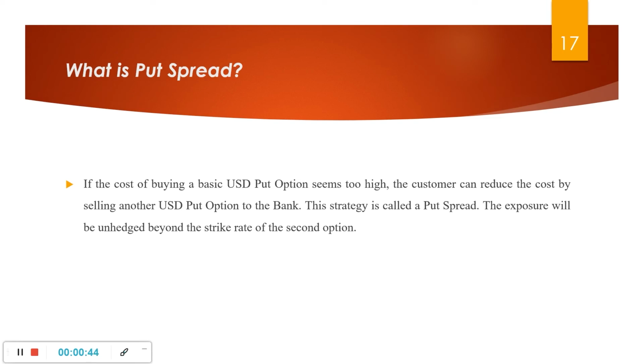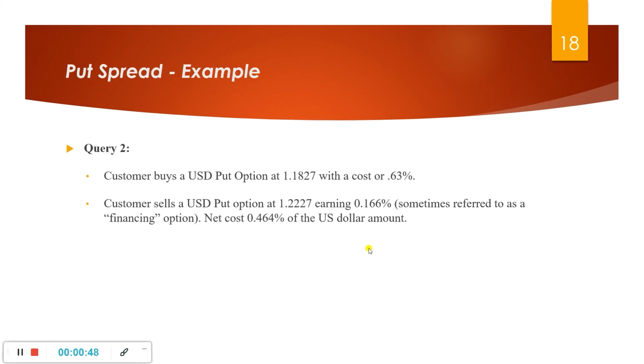I'm going to discuss the same with an example. So let's start. The customer buys a USD put option at 1.1827 with a cost of 0.63%. Then the customer sells a USD put option at 1.2227, earning 1.66%, sometimes referred to as a financing option. The net cost would be 0.464% of the USD amount.